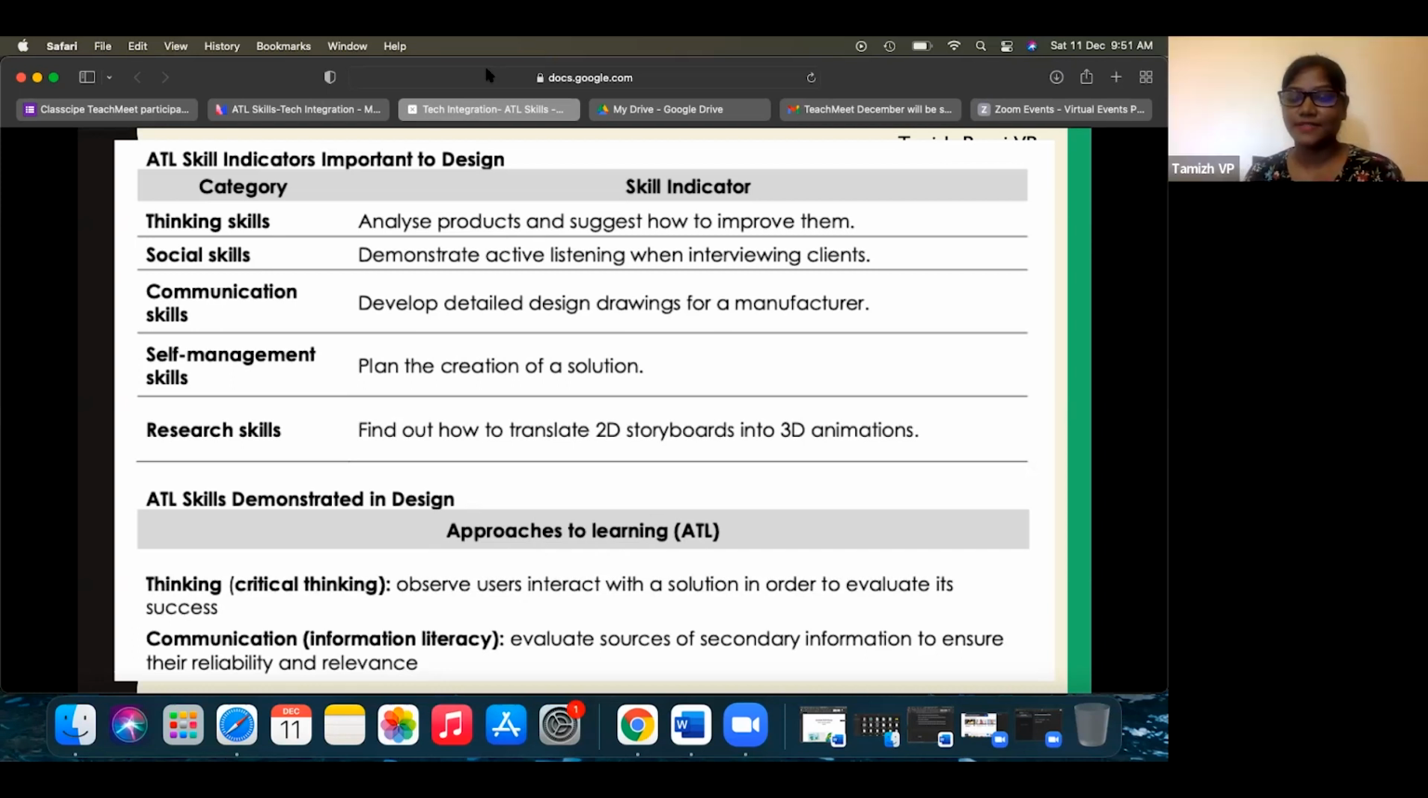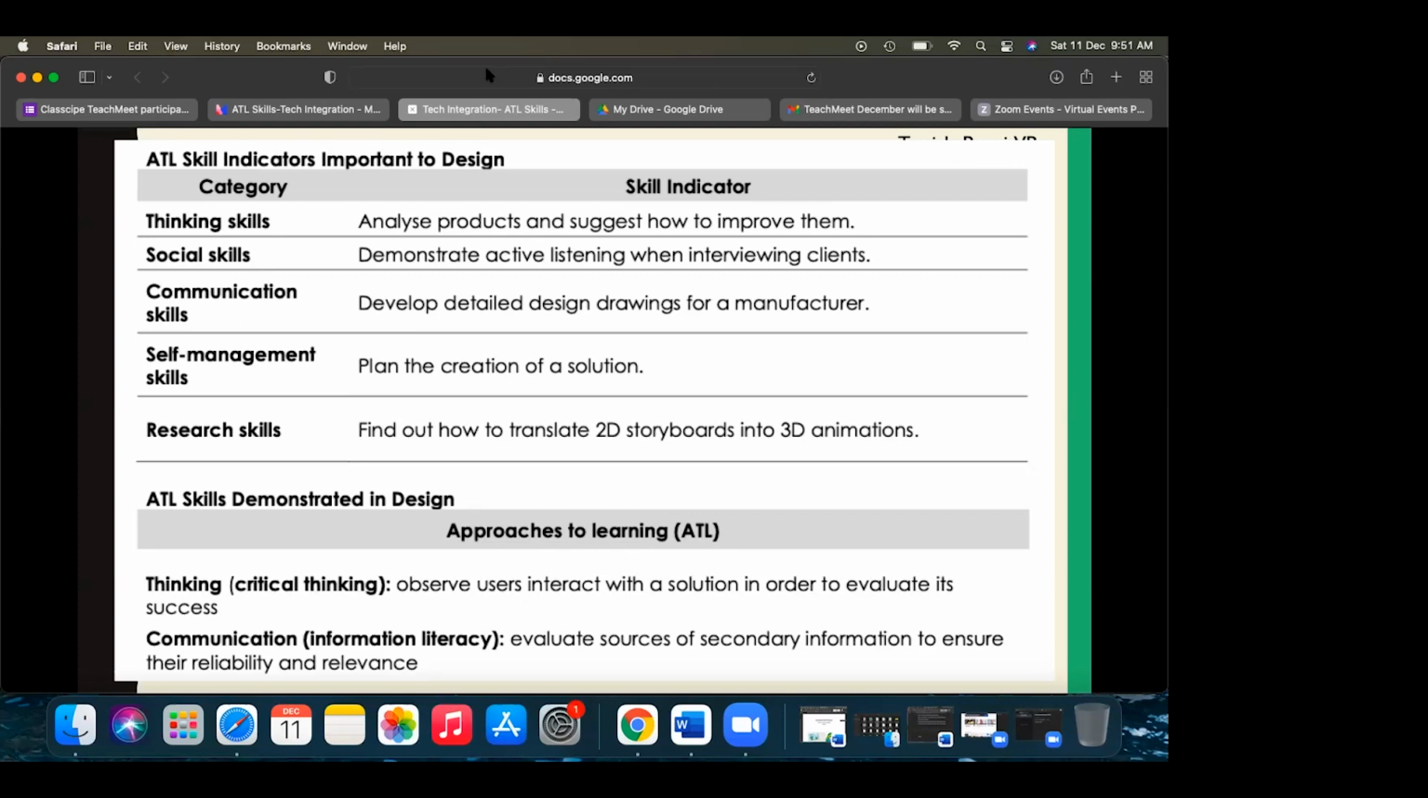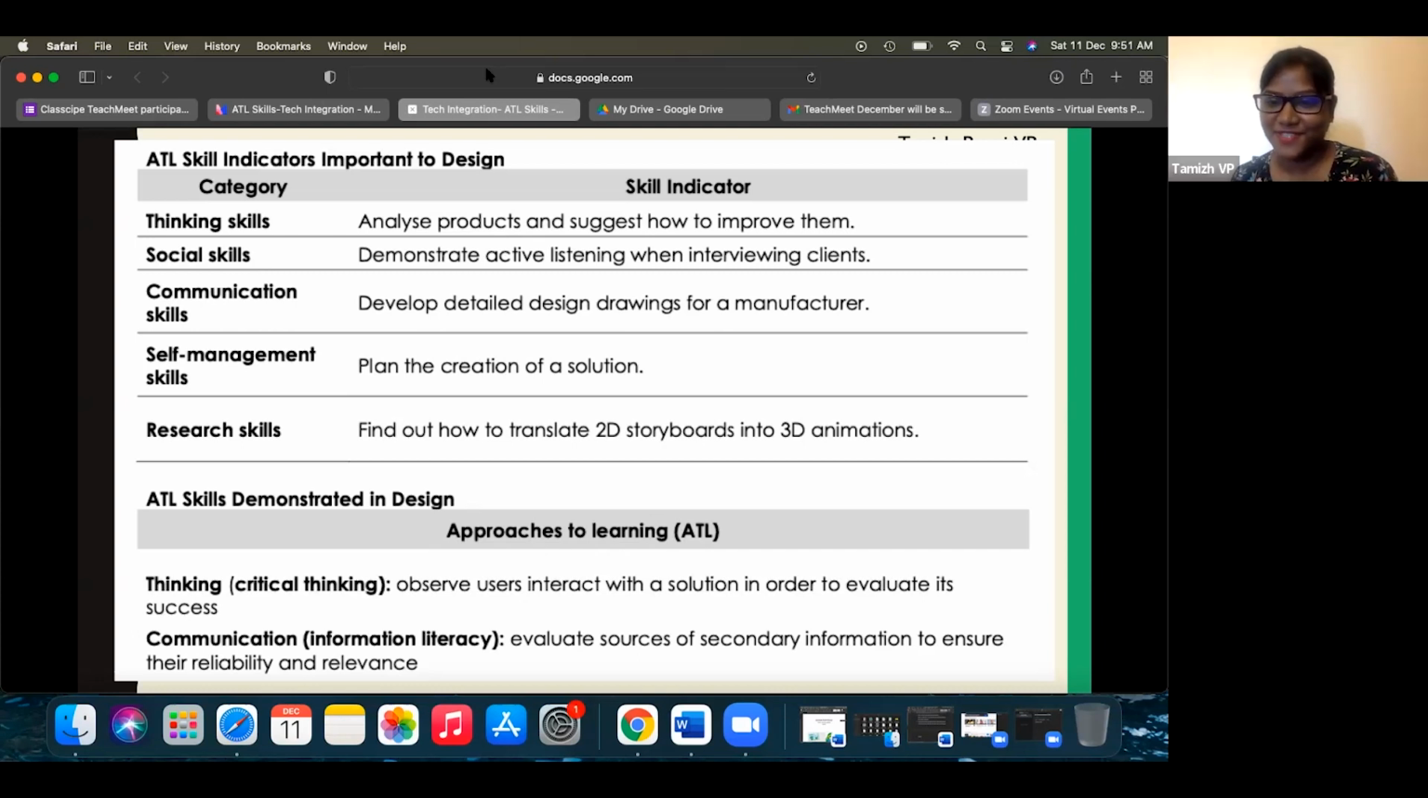That's wonderful. That's a brilliant example of integrating thinking skills and communication skills also, right? Yeah, because as they had to present it, we went for communication skills as well. Brilliant. Thank you so much for sharing that. Thank you. Is anyone else also willing to share what they have?